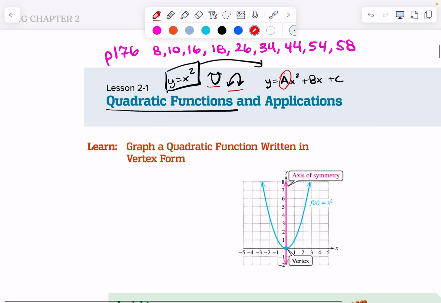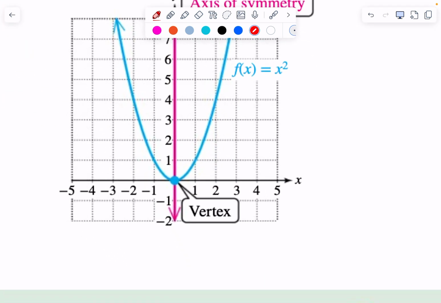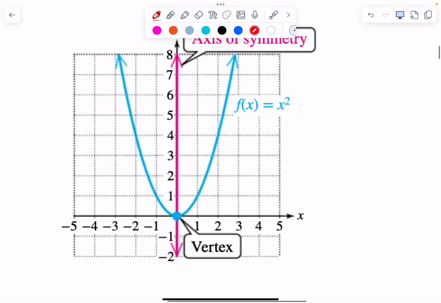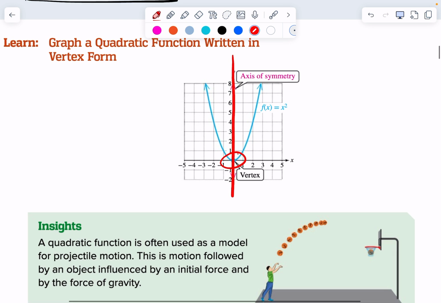Okay? All right. We have some important things about a quadratic function, and one of them is this point, which is called the vertex. Do we know that? And then we have something also called the axis of symmetry, which is like the line down the middle where it's folded in half, right? The axis of symmetry always goes through the vertex, or the middle.